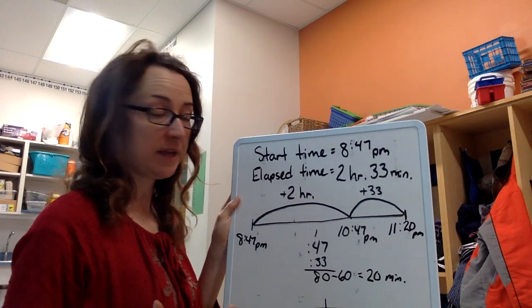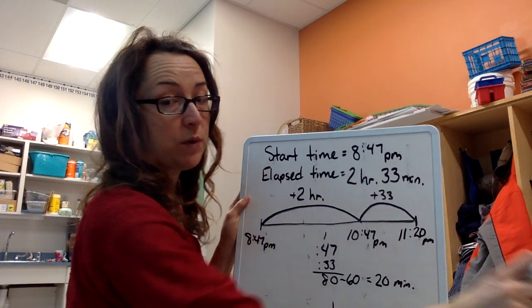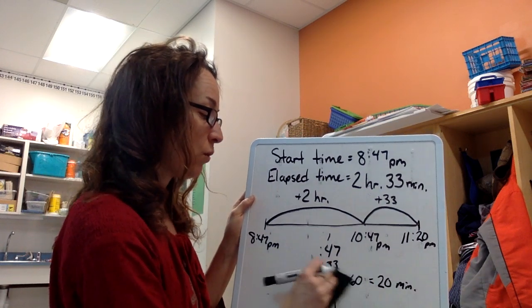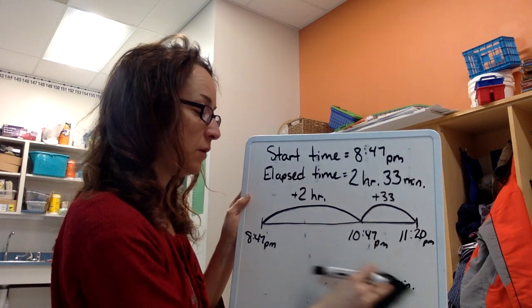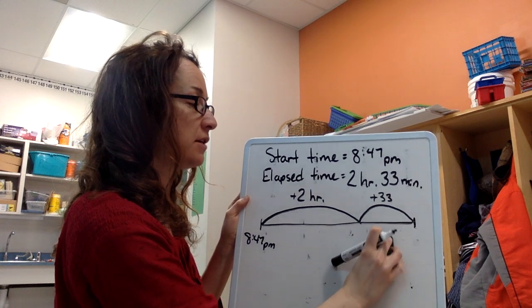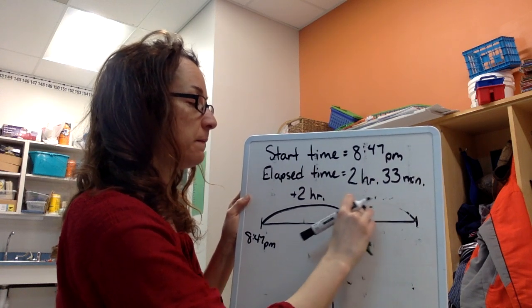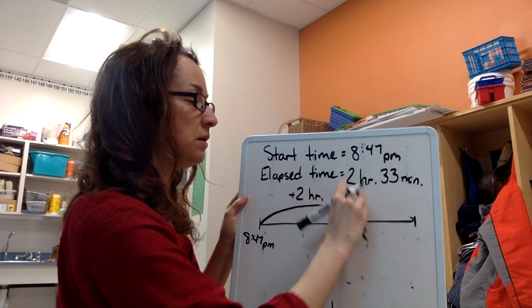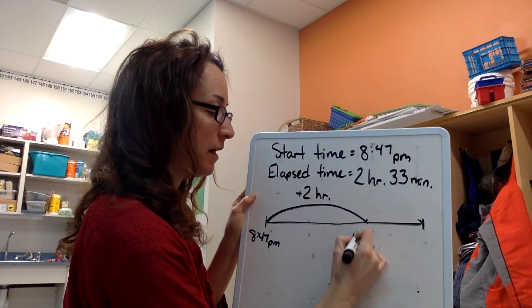Now there could have been another way that I did this, and I'm going to show you what that other way could have been. So I'm going to backtrack a little bit. I'm going to get rid of this part right here. I'm going to put that 10:47 back in just a moment. So I'm going to put 10:47 back here.